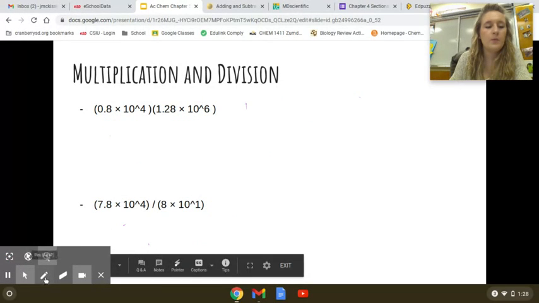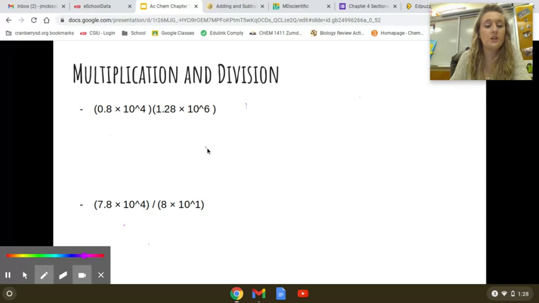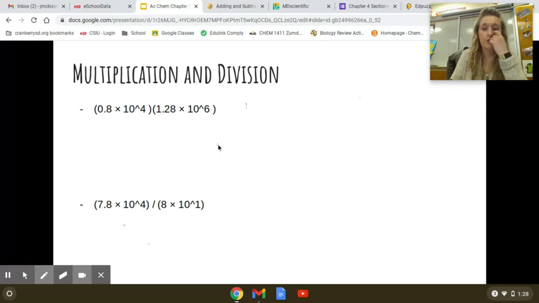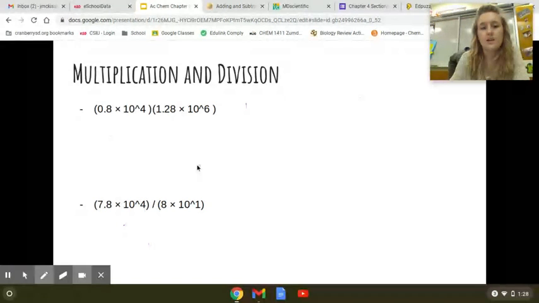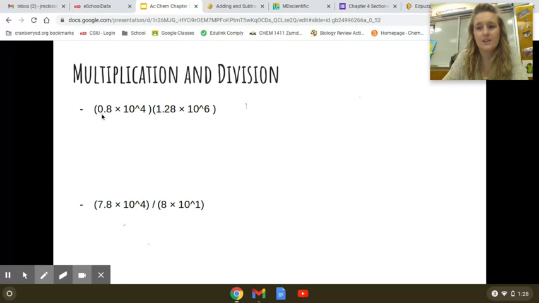Okay, now remember for multiplication and division, it's a little bit easier. When we're multiplying, we just add the exponents. When we're dividing, we subtract the exponents, and then we would do everything else the same way. Okay, so this first one is a multiplication problem. And the first thing I want you to notice here is just pay attention. Is this in the correct scientific notation?